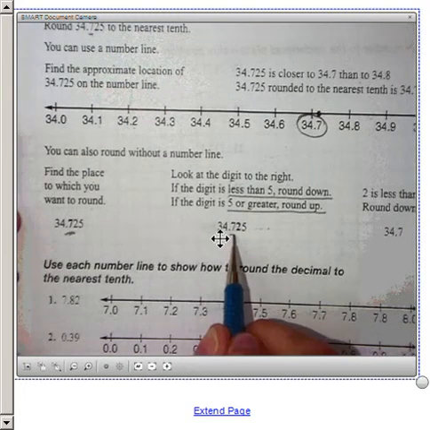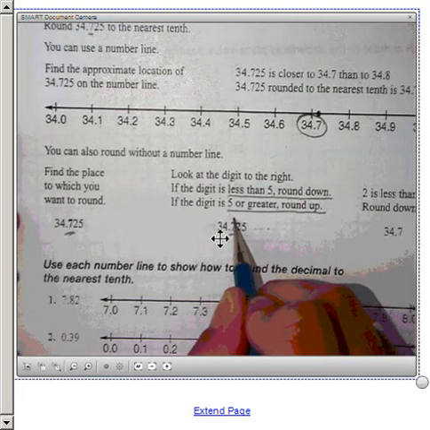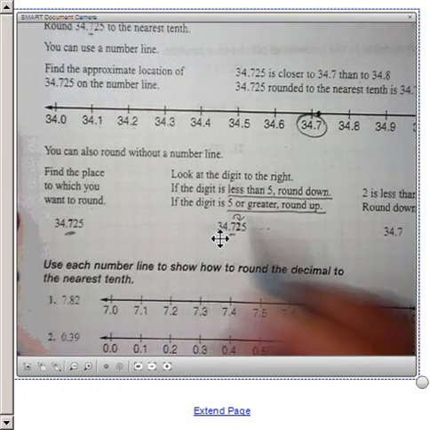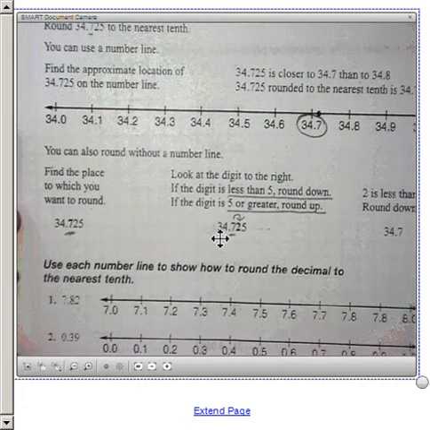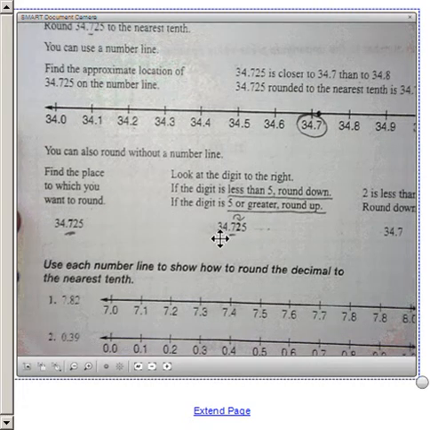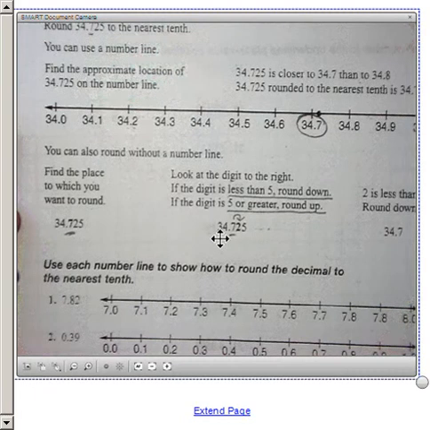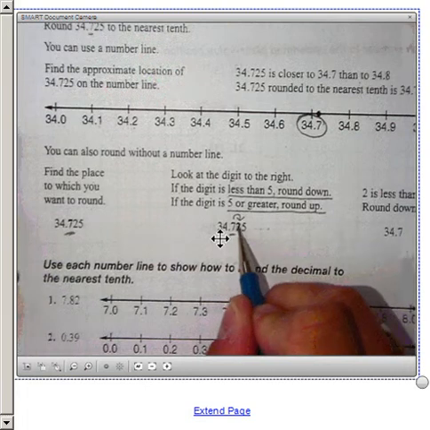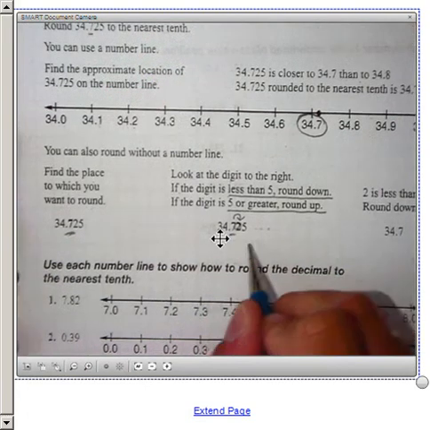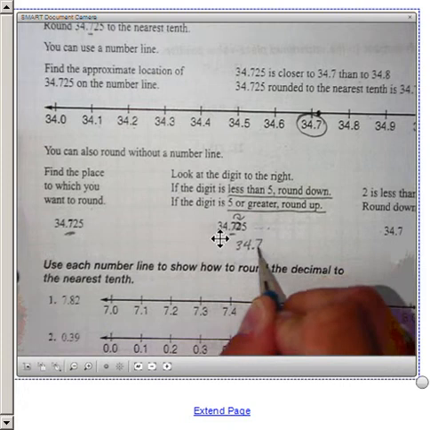So we're rounding to the 10th place, which is right there at that 7. We're going to look one number to the right. What is the number 1 to the right? Good, it's a 2. So if I'm rounding, am I going to round that up or am I going to round that down? I'm going to round it down. Good. So I'm going to round it down. When I round that down, it becomes 0. So that becomes 34 point, and then that 7 stays the same, 0.